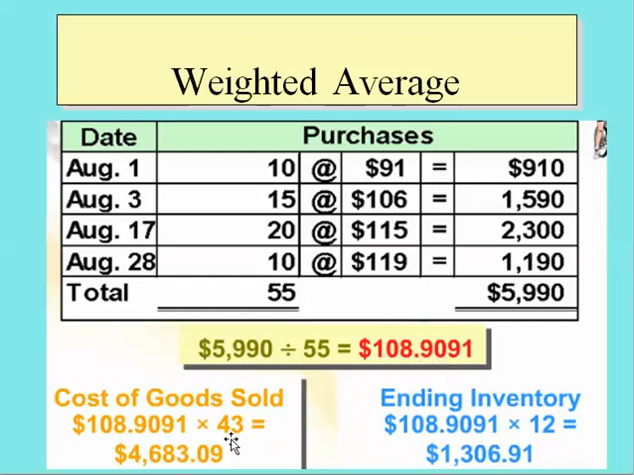So if we sold 43 units, which they said in the problem, we multiply that times our average cost. That means our cost of goods sold would be debited for $4,683.09, and our inventory would be credited for that amount. And then left in our ending inventory, we would still have 12 units. The 55 minus the 43 sold leaves us with 12 units. And those costs would have an inventory balance sitting on our balance sheet of $1,306.91. Again, the average cost times those number of units.